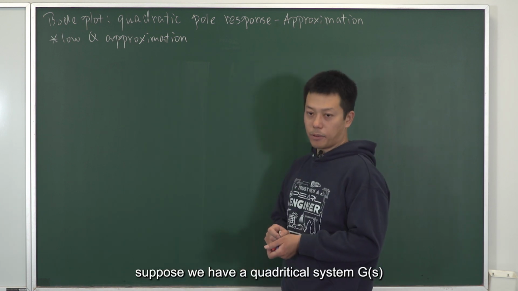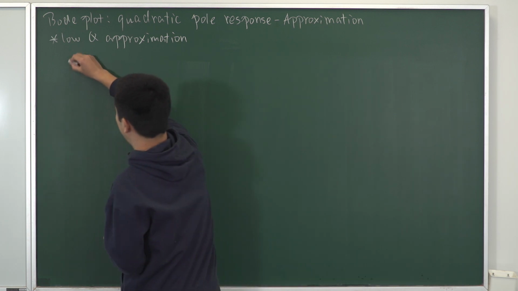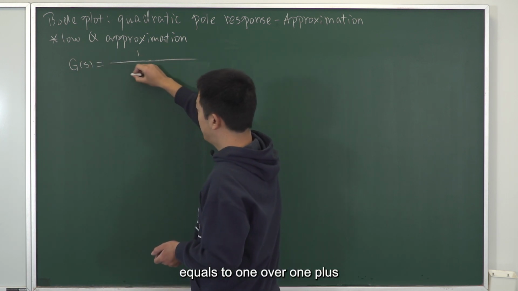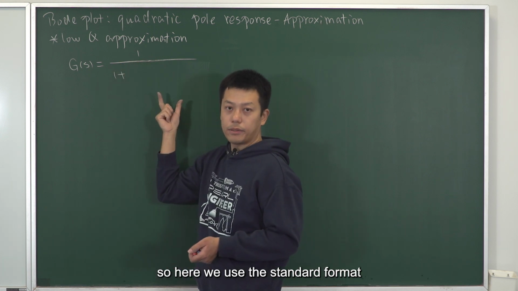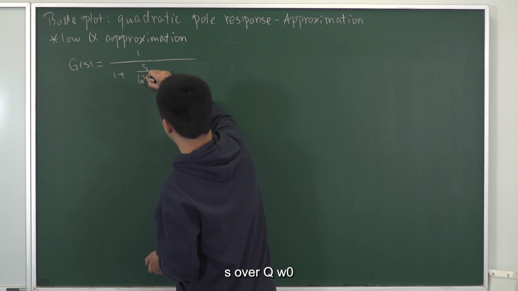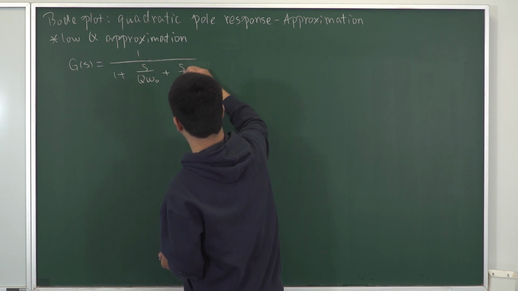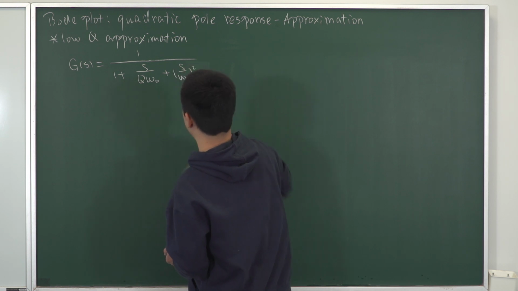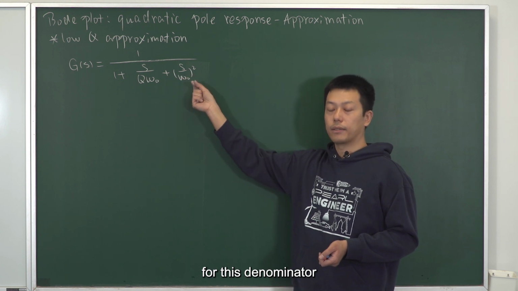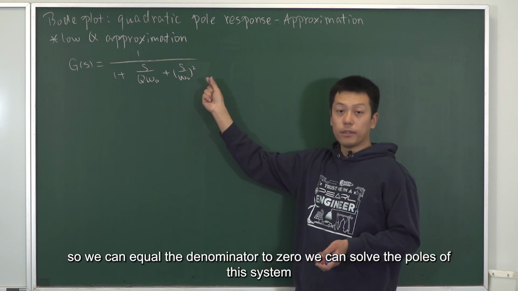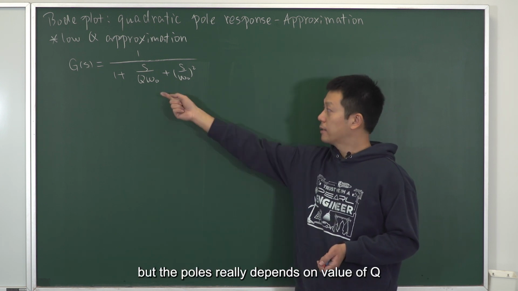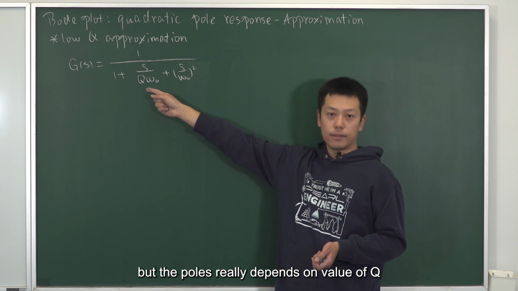Suppose we have a quadratic system, G(s) equals 1 over 1 plus s over Q omega 0, using the standard format. For this denominator, we can set it equal to 0 and solve for the poles of this system. But the poles really depend on the value of Q.